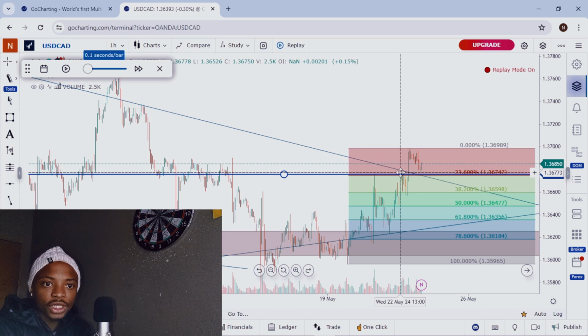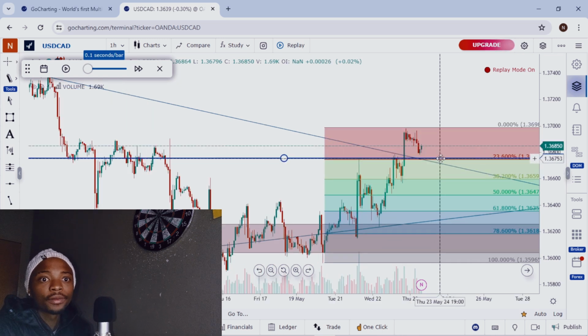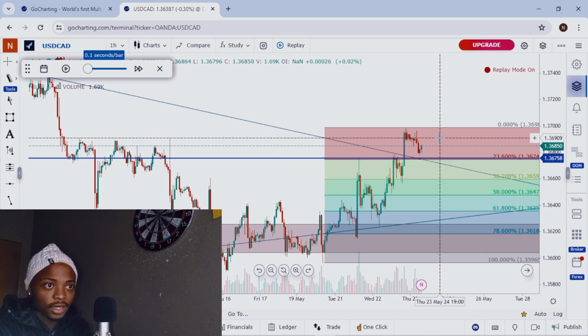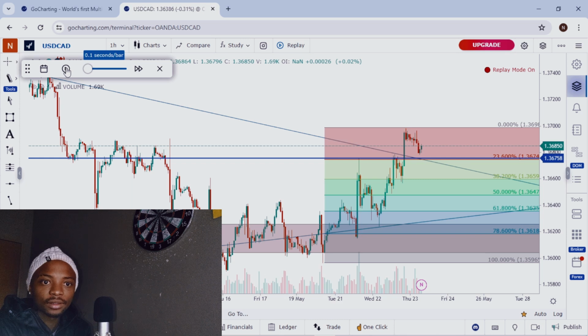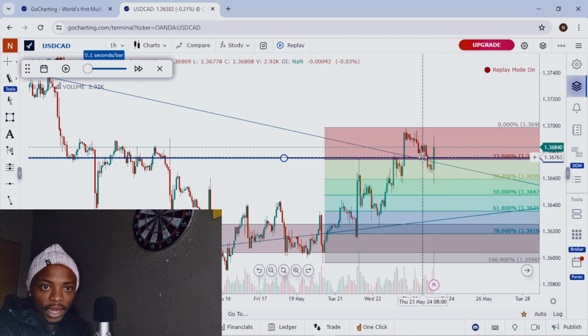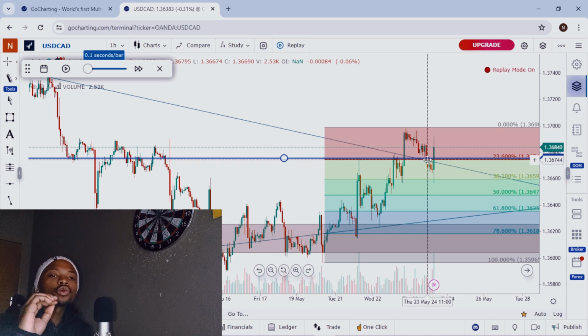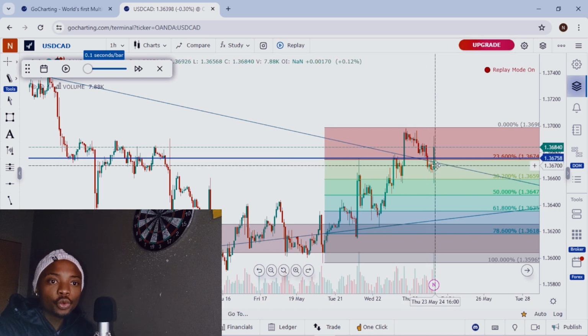So at this point, we're just waiting for price to touch this area, and for the next confirmation, what we need is for price to give us a bullish candle, right? So let's see what's gonna happen. Boom, this is our bullish candle. This is our strong bullish candle we've been waiting for. Even though price did not bounce off exactly at the 23% area, we still had our bullish candle at the 23% area.